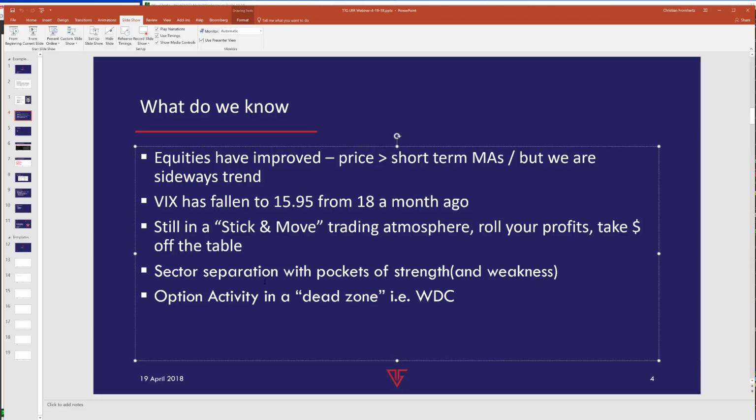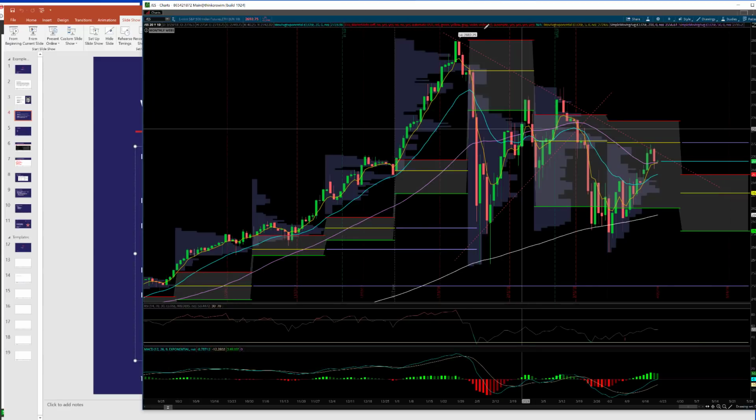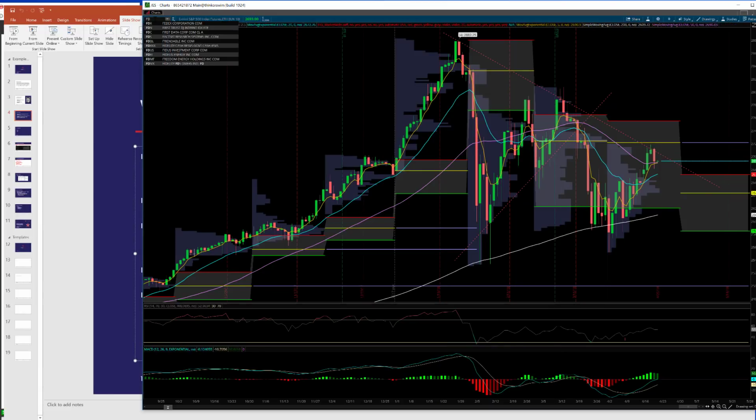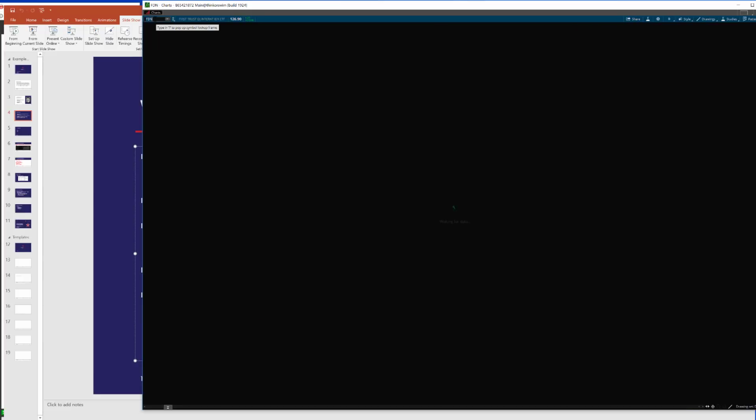I mentioned sector separation, pockets of strength and weakness. The commodity names have certainly been ripping, which is really nice to see. One takeaway from when we hit the 200-day moving average in the beginning of February and rallied is that I don't think we had a lot of participation in different groups. It was mainly tech, semis, and the internet ETF, which was a great winner and still shows some nice strength.